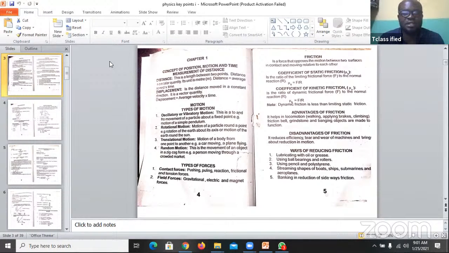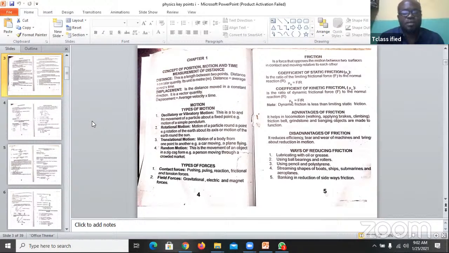We looked at translational motion, which is motion from one point to another, as that of a car moving in a plane. We looked at random motion, which is the motion of an object in a zigzag form, like a person moving in a crowded market, or the motion of the particles of a gas. Okay, so those are what we looked at. We gave examples, we solved equations of motion.